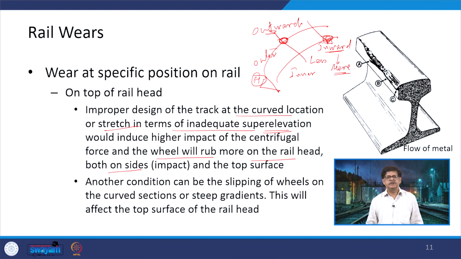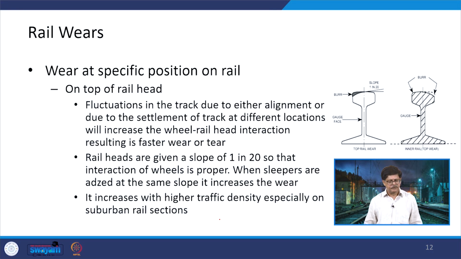Another condition can be the slipping of the wheels on the curved sections. You are having more movement of the wheels as compared to the distance being travelled. It can happen on the curved section as well as on the steep gradients, and this will also affect the top of the head. We have already discussed why this is going to be there.